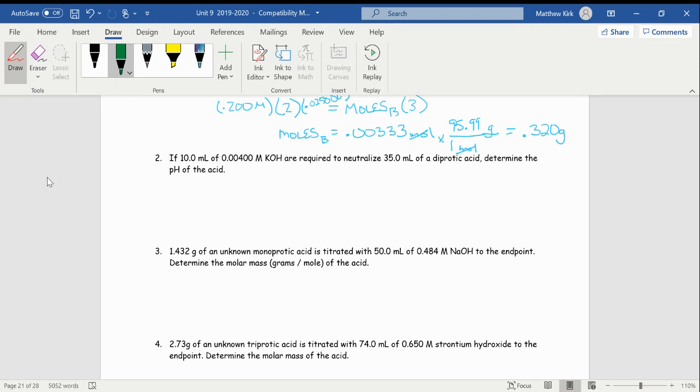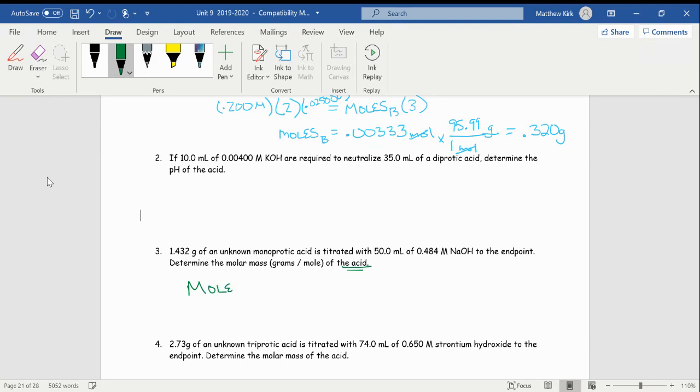Let's try number 3. Number 3 tells us that we have 1.432 grams of an unknown monoprotic acid that we titrate with 50 milliliters of 0.484 molar sodium hydroxide, and we want to know the molar mass of the acid. Oh, it's another molar mass problem. So we should be thinking substitute in moles, and this time it's going to go on the acid side because that's what we're trying to find.